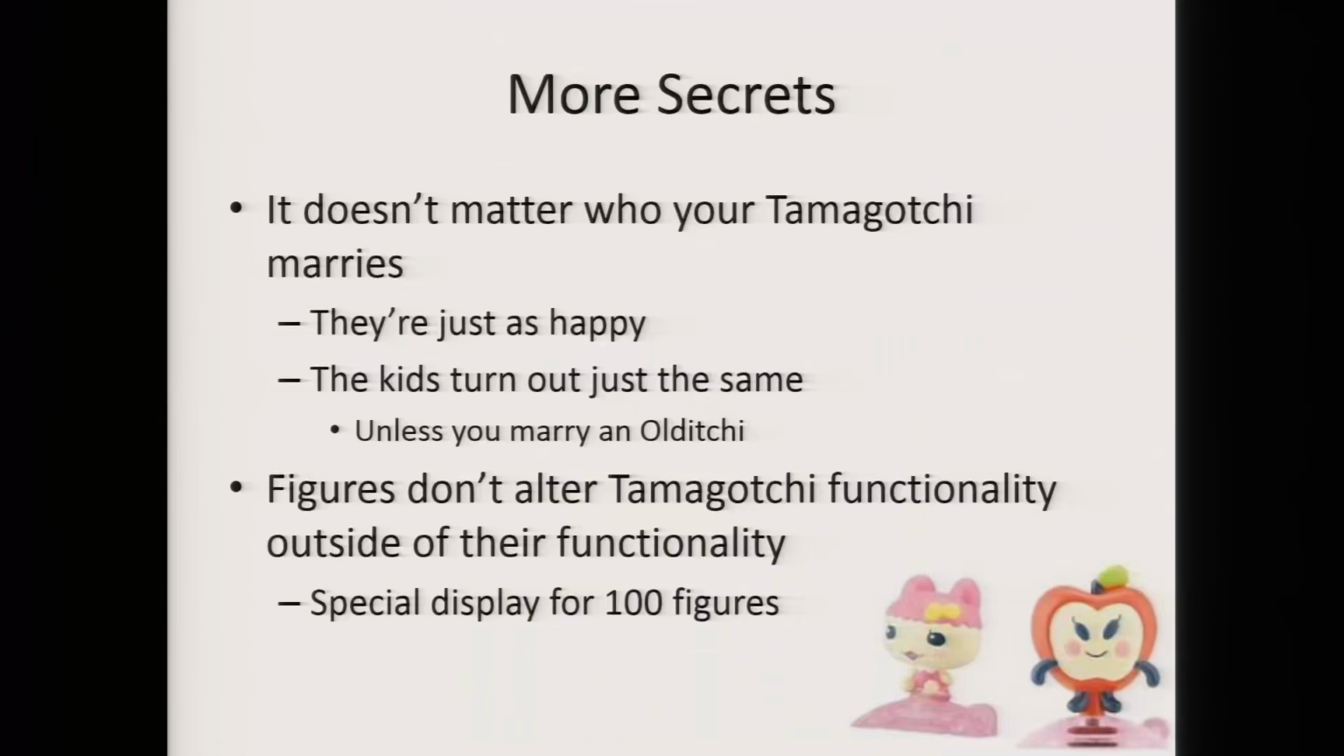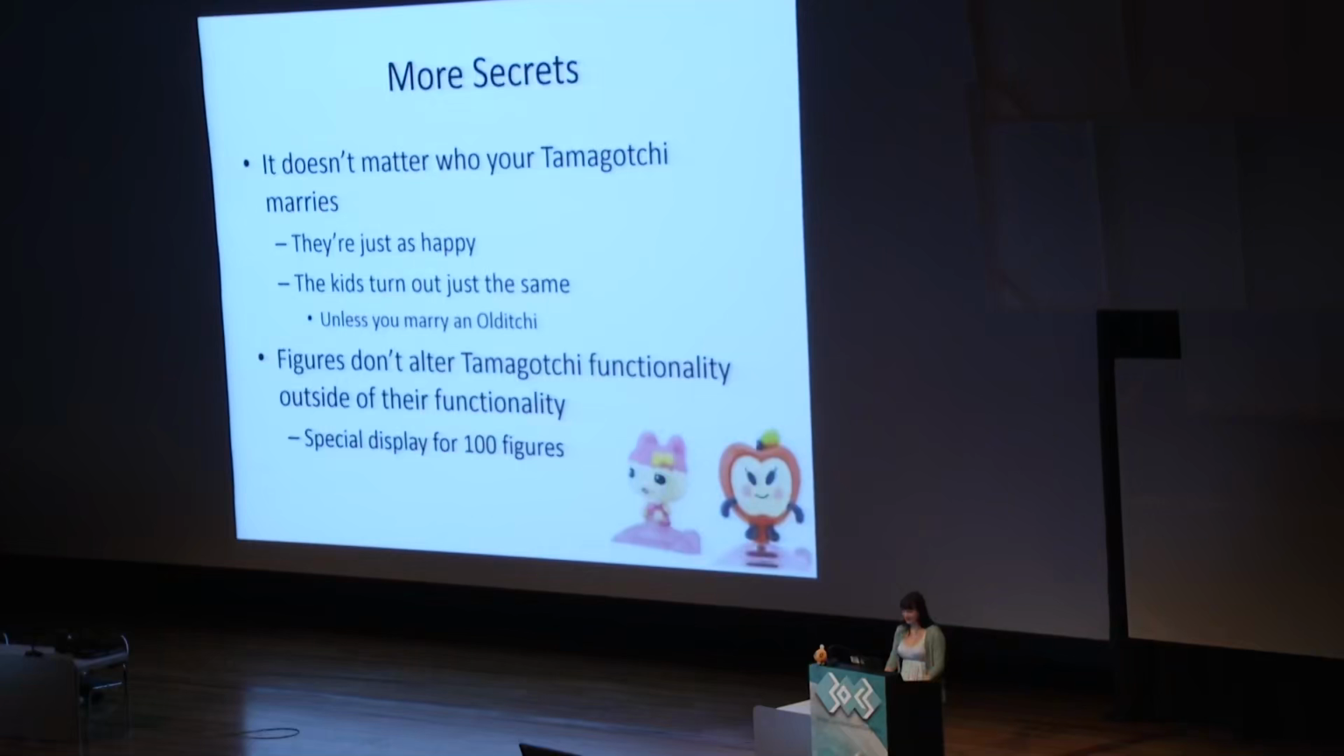So there were some other secrets this helped me figure out. For example, I found out it doesn't matter who your Tamagotchi marries. They're just as happy, and the kids turn out just the same. The exception being there's a well-known Tamagotchi trick where if you marry a certain Tamagotchi called an Oldtchi, you do get a special toddler. Also, there had been some debate about figures: if you have a figure just on your Tamagotchi but aren't using it, does it change how your Tamagotchi behaves? And I found out the answer to that is no. There's just a special display if you have 100 figures for your Tamagotchi.